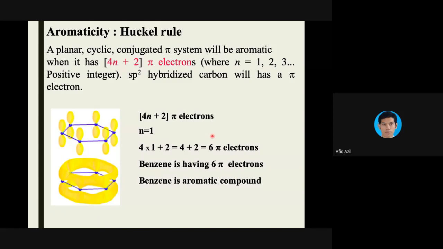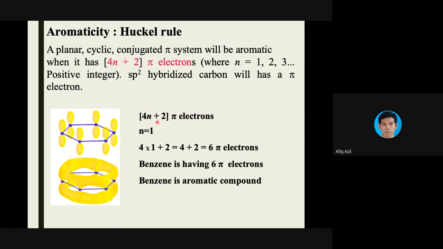So how are you going to confirm whether this benzene ring is aromatic or not? It is by using this 4n plus 2. So 4n plus 2 equals 6. Then you try to get the number of this n. If n is equal to either 1, 2, 3, 4, 5, 6, and so on, then the structure is said to be aromatic. So for example, we have 4n plus 2 equals 6.